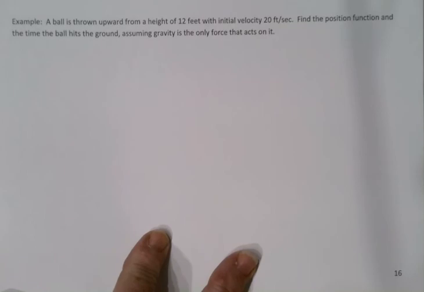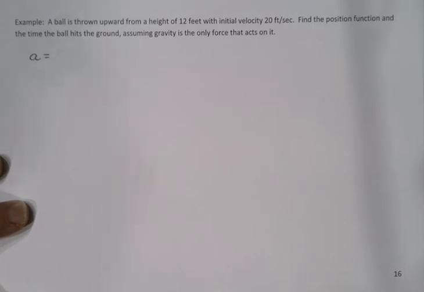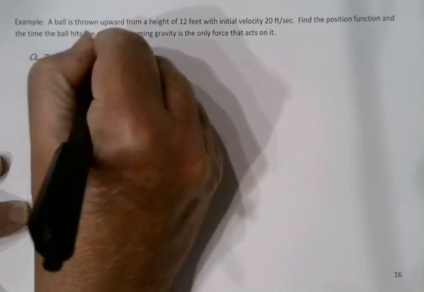All right, here's an application of a differential equation. A ball is thrown upward from a height of 12 feet with initial velocity 20 feet per second. Find the position function and the time the ball hits the ground, assuming that gravity is the only force that acts on it. I'm going to start by saying I know that the acceleration, which is gravity, if we're in feet, would be negative 32 feet per second squared.